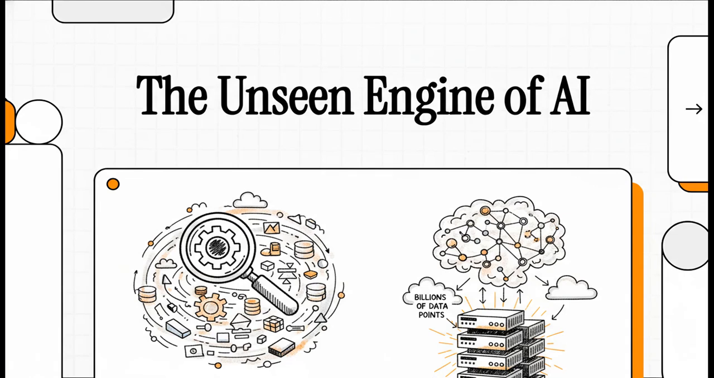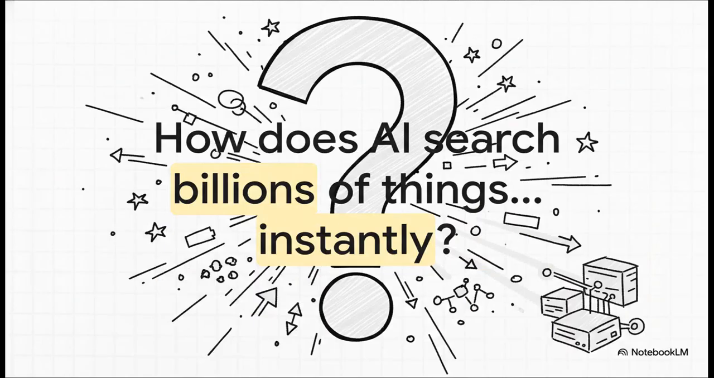Today, we are pulling back the curtain on the incredible engineering that powers the massive AI search systems we use every single day. We're going to see how they can handle billions upon billions of data points without even breaking a sweat. I mean, it really does feel like magic, doesn't it? You search for something and boom, the perfect result appears instantly. But behind that magic is a huge engineering puzzle, and it all starts with one single massive problem.